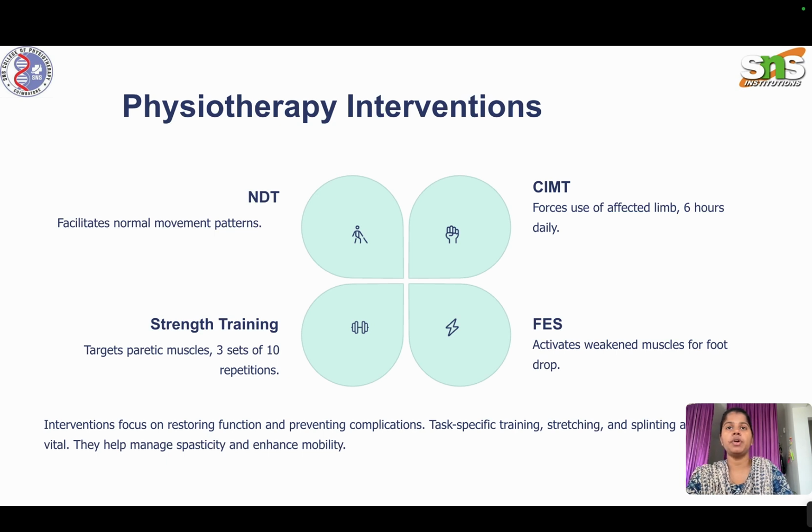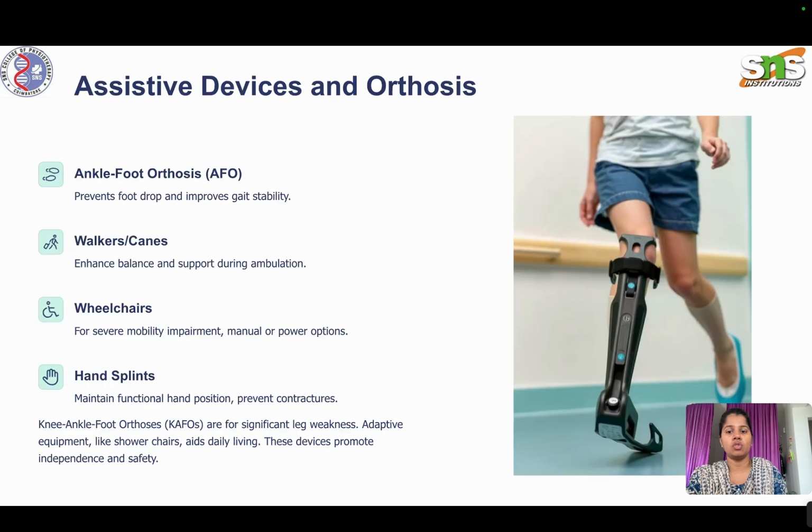Coming to the physiotherapy interventions, some key interventions include neurodevelopmental treatment, most commonly called NDT, facilitating normal movement patterns. Constraint induced movement therapy, that is CIMT, encouraging use of the affected limb, is also encouraged. The third one is functional electrical stimulation, particularly used for foot drop cases. Strength training is also given for targeting weakened muscles, and we also use stretching, splinting, and task specific training to manage spasticity and improve mobility.